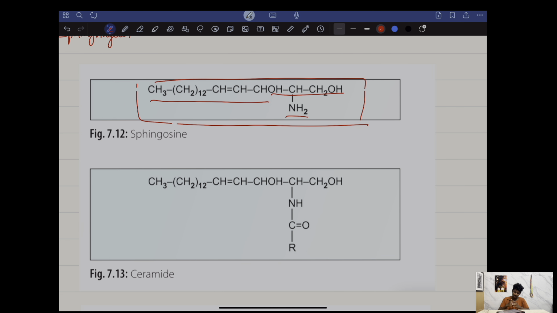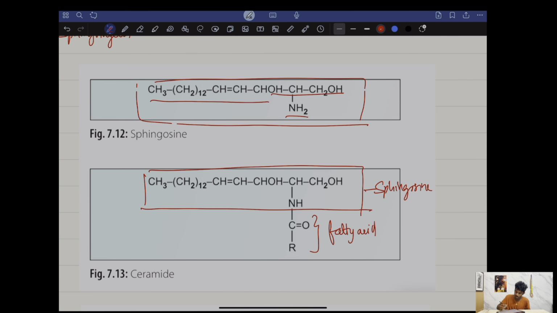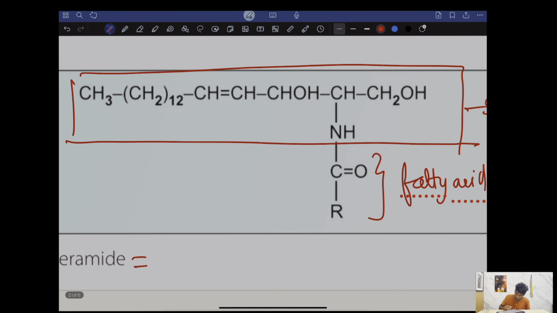Now let us discuss what a ceramide is. We have just discussed sphingomyelin. This part is nothing but the sphingosine. Below it, there is this C double bond O bond R, which is the fatty acid. So can I call a ceramide sphingosine plus fatty acid? When a fatty acid is attached to sphingosine, can I call it a ceramide? Yes or no? Yeah.